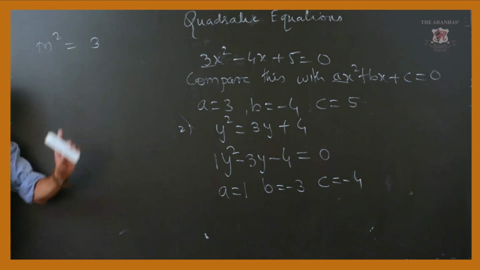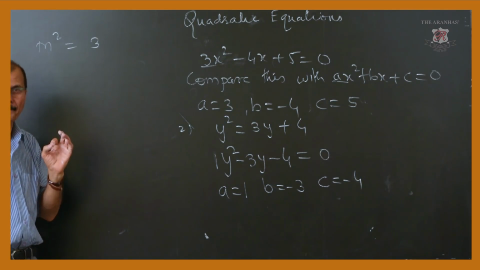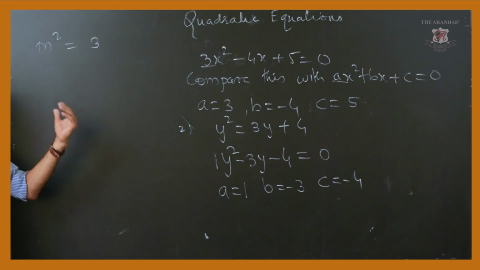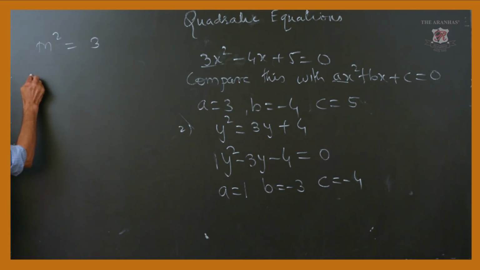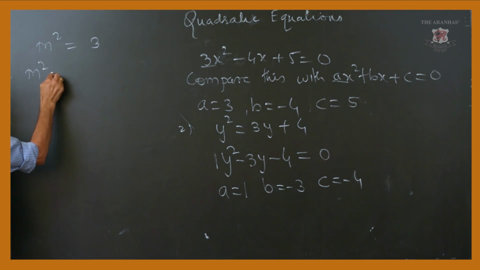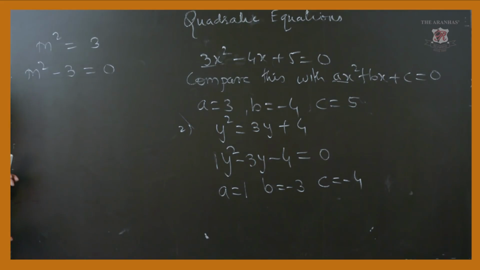M square is equal to 3. Again, this is a quadratic in M. So, try to bring them into that general form. So, you get here M square minus 3 is equal to 0.